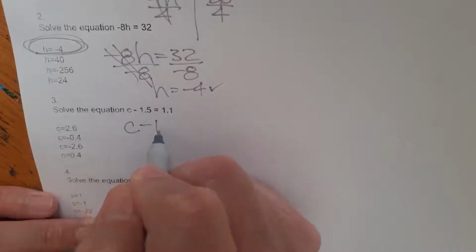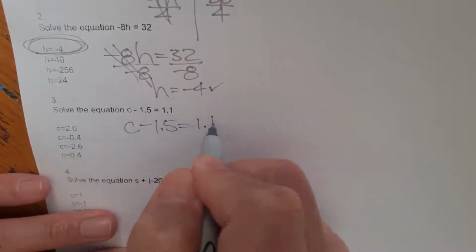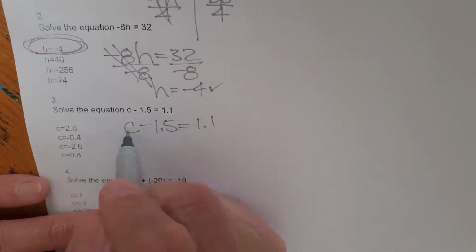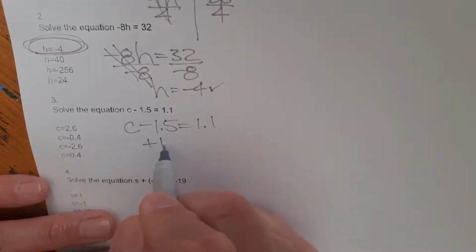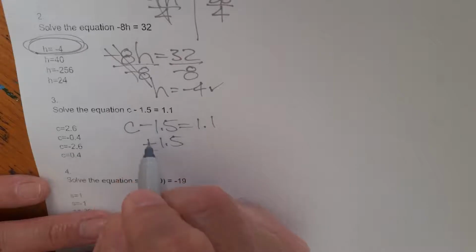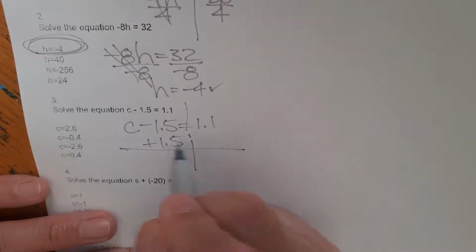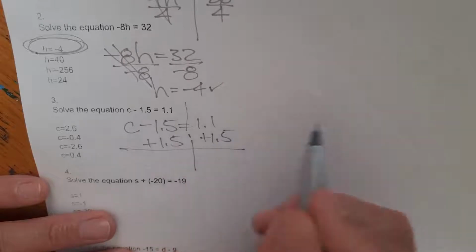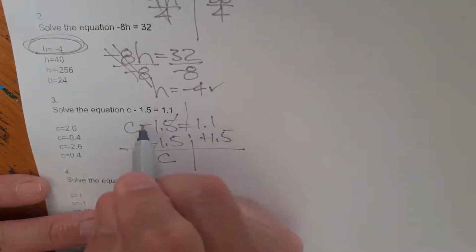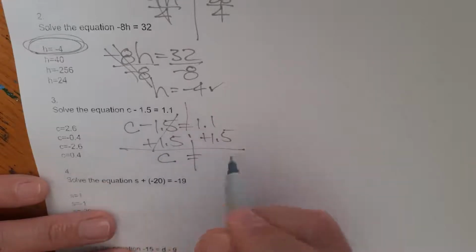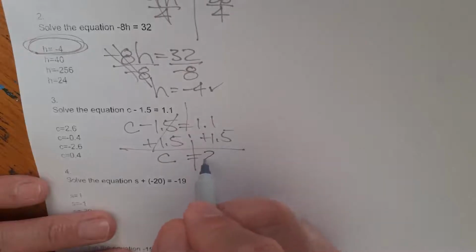So this is c minus 1.5 equals 1.1. Since this is a subtracted 1.5 from the variable involved, we say add 1.5. Why add? Because it's opposite subtract. What we do to one side, remember there's a center line here, we must do to the other, plus 1.5. So this disappears because a negative plus itself goes to 0. The c is left. And we have a 1.5 plus a 1.1, 2.6.